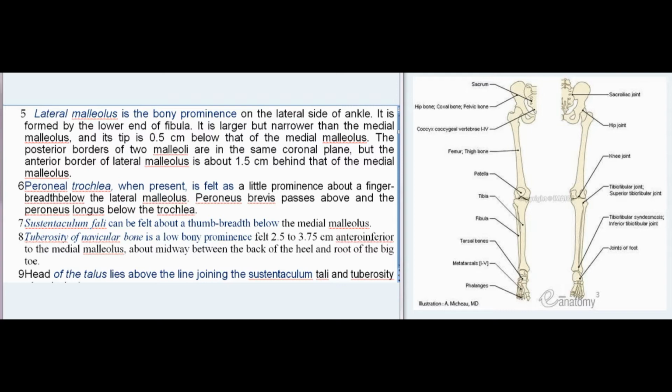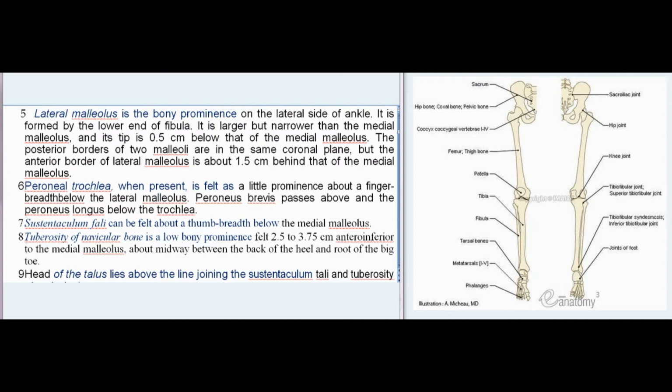9. Peroneal trochlea, when present, is felt as a little prominence about a finger breadth below the lateral malleolus. Peroneus brevis passes above and the peroneus longus below the trochlea. 10. Sustentaculum tali can be felt about a thumb breadth below the medial malleolus. 11. Tuberosity of navicular bone is a low bony prominence felt 2.5 to 3.75 cm antero-inferior to the medial malleolus, about midway between the back of the heel and root of the big toe.